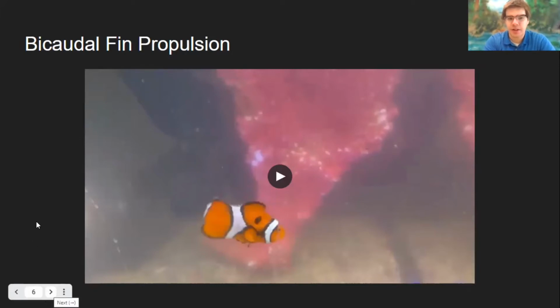So bicaudal fin propulsion is really great if you're very small. It tends to get a lot harder as you get bigger, because the bigger you are, the more muscles you're going to need to move your whole body like that. So whenever you're smaller, you can sort of wiggle yourself around and move pretty quickly that way. It also helps in places like reefs where you have to be small and narrow and fit through cracks and stuff. So it sort of developed both as a mechanism for swimming and as a mechanism for evading predators.